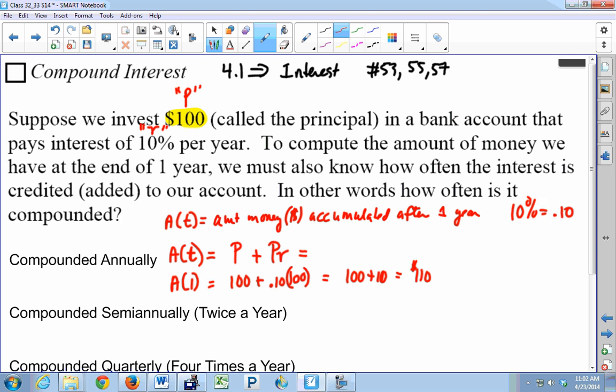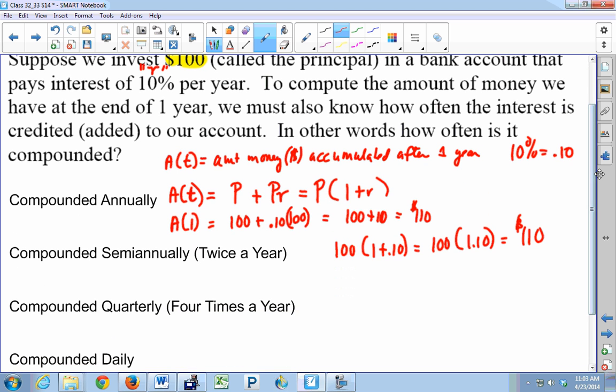It's on the palms of your hand. Greatest common factor. What's the greatest common factor there? P. So if you pull a P out, what's left? You've got to have two things in here. 1 plus R. Right. So as Chris said, wouldn't it just be 100 times 1.1? Exactly, because if I follow this recipe, 100 times 1 plus 0.10. That's 100 times 1.10, which is $110. Okay.